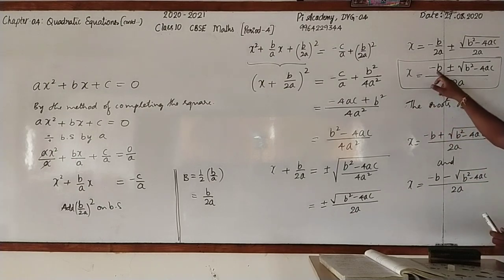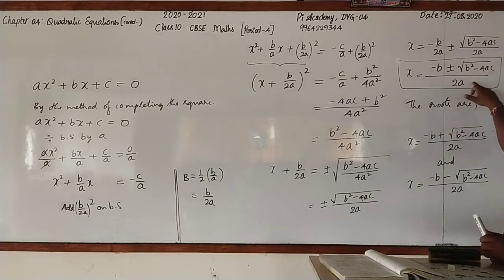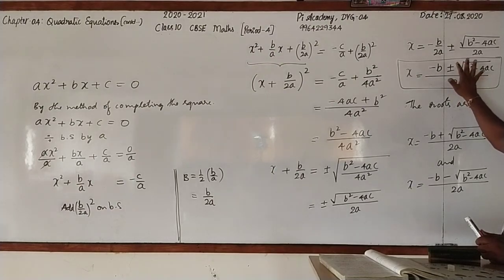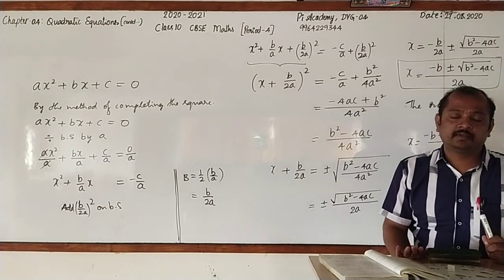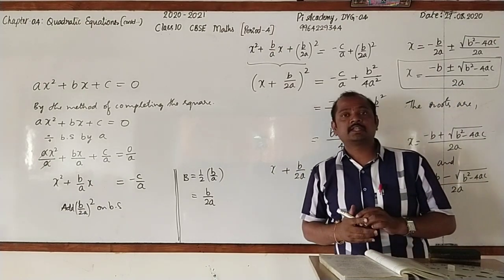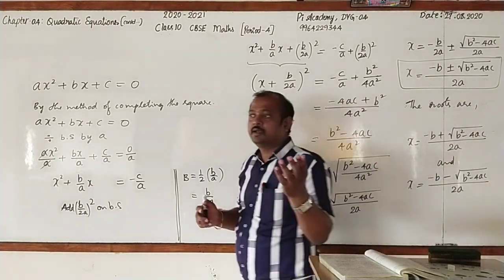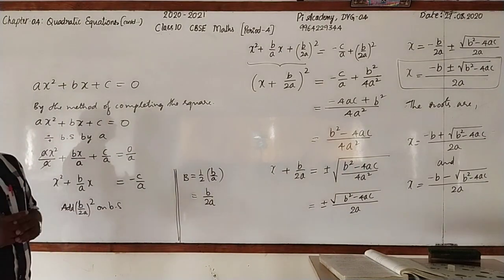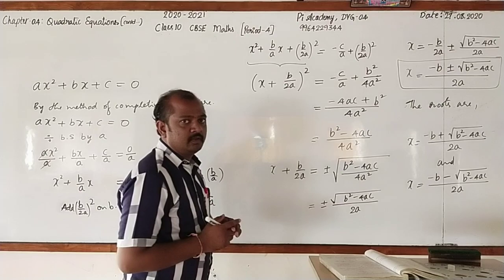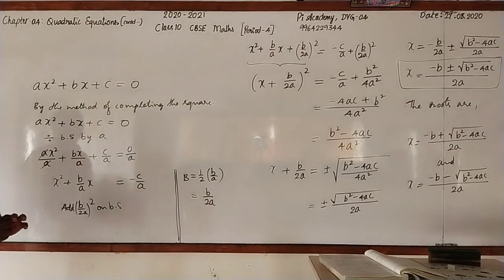And dear students, whatever we have written, x equal to minus b plus or minus square root of b square minus 4ac whole divided by 2a, this formula is called quadratic formula, also called Sridhara's formula. It was given by a great Indian scientist. He is Sridharacharya. Got it?